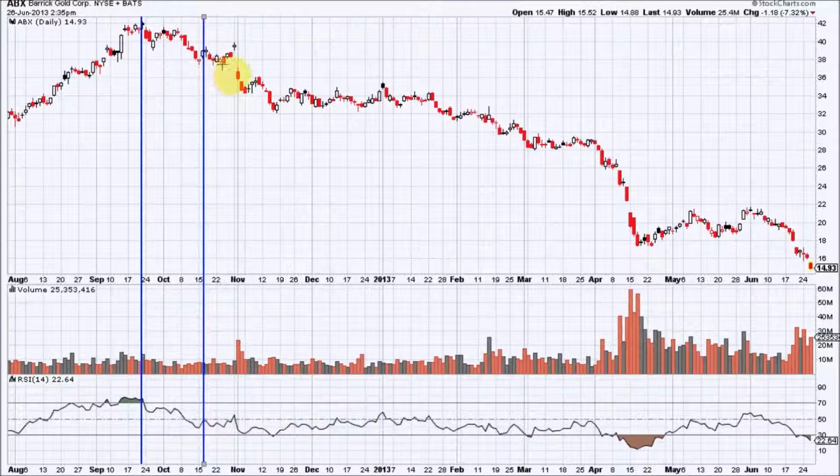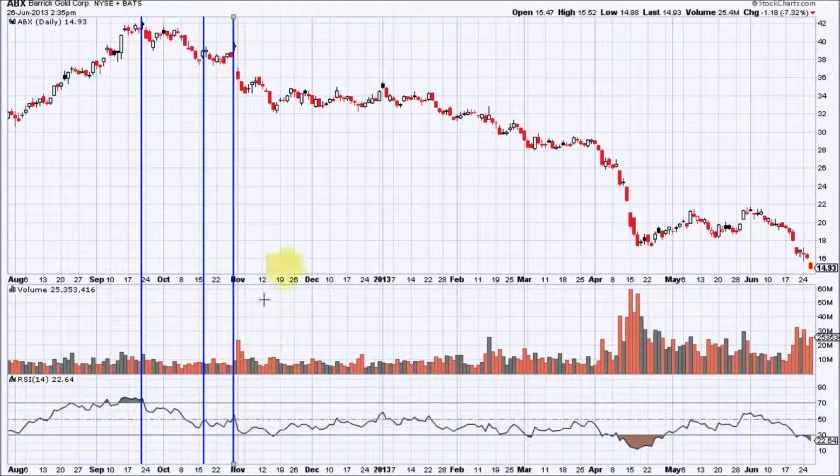Okay, it didn't really work that time. Yes, it did go down after that. Okay, it's rejected at the 50 line. It goes down near 30, goes back up towards 50, and again is rejected at the 50 line. That's the beginning of another downtrend.